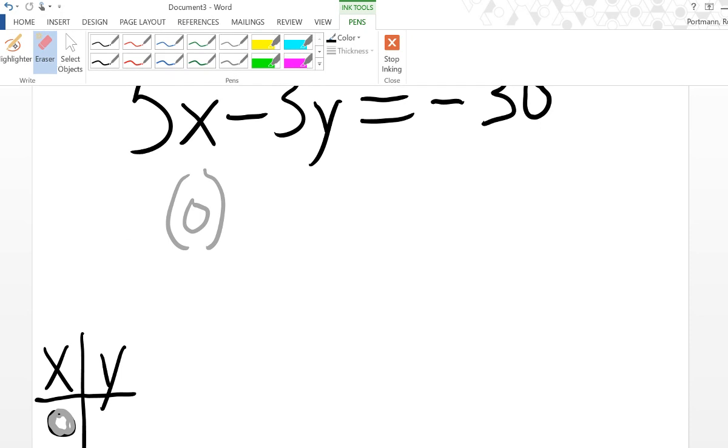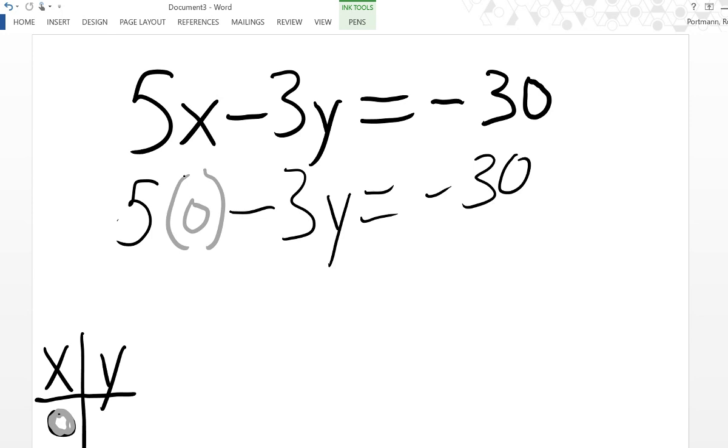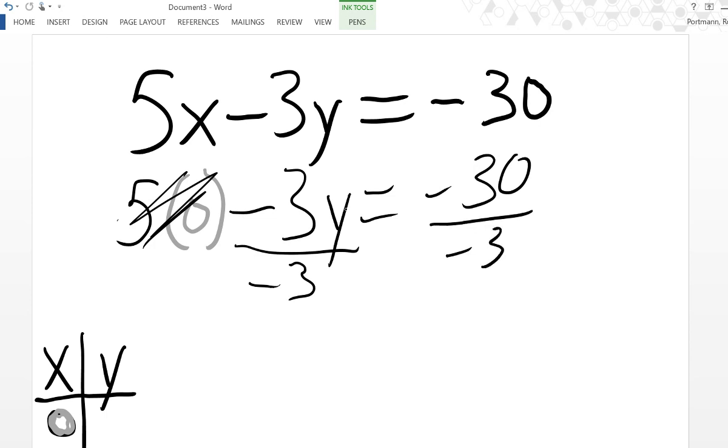We have 5 times 0 minus 3y equals negative 30. All right, cool. 5 times 0 cancels out. You're left with negative 3y equals negative 30. You divide this side by negative 3, and you divide this side by negative 3. Or you could say which number multiplied by negative 3 gives me negative 30. A negative divided by a negative gives us a positive. So you would get y equals 10. Everybody see how we got that? You're just dividing negative 30 by the coefficient of y, which happens to be negative 3. So your y value here is going to be 10.